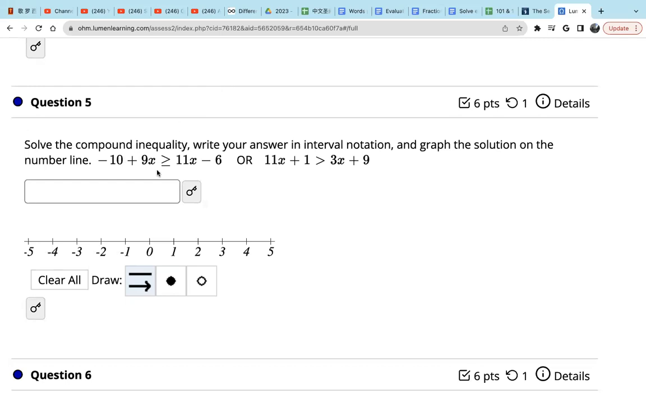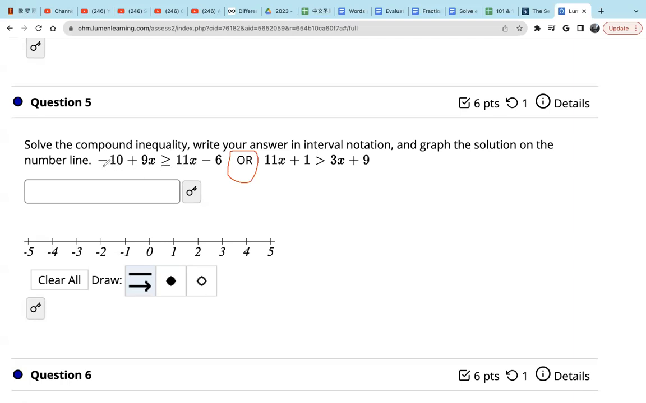Five. This is OR. It's still a system of inequalities, but with OR, we want to get a union. The first one is like an AND. Two inequalities put together as a system is like an AND, but this one is OR. So we're going to take the union of the solutions. We're not looking for the overlapping part. We're looking for, as long as the solution belongs to one. So we're uniting those two solution sets.